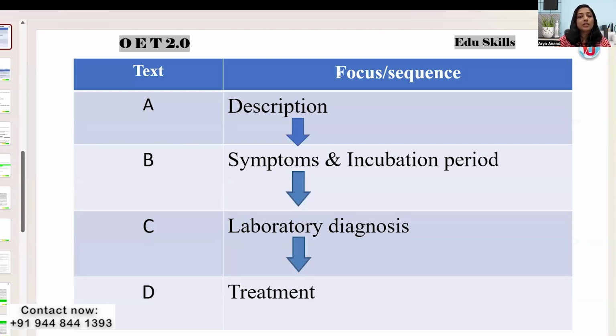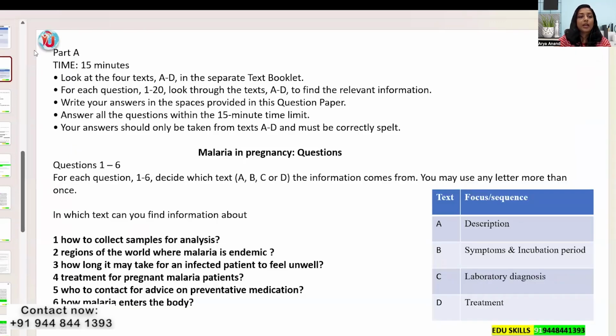So in your text booklet, you can write this description, arrow mark, okay, then symptoms and incubation period, then laboratory diagnosis and treatment. So when you go to read the questions, you can just see this, okay, and you can find out from which text it is. Now we can move to the questions.